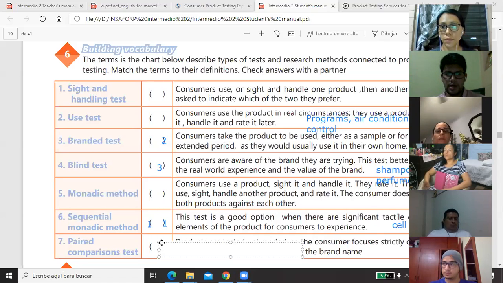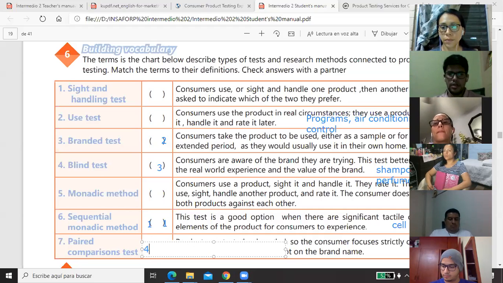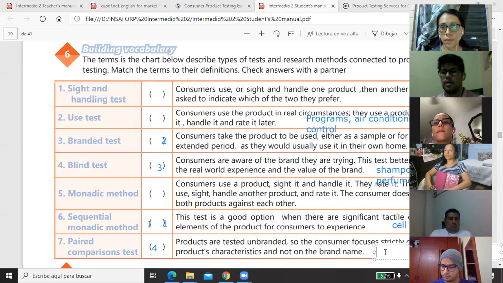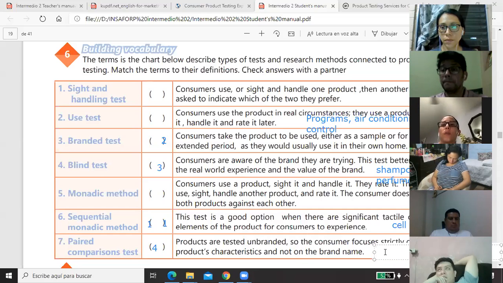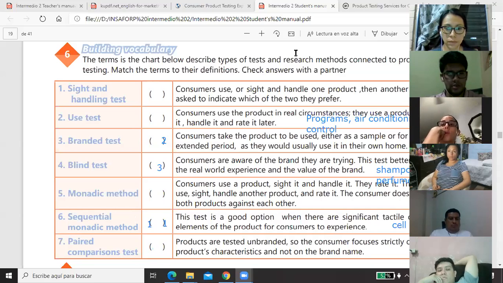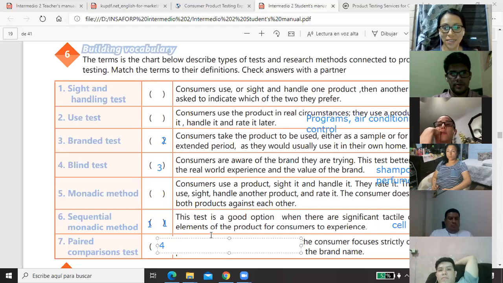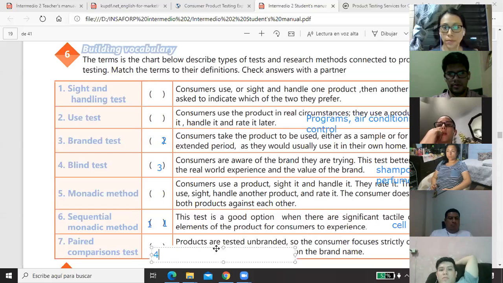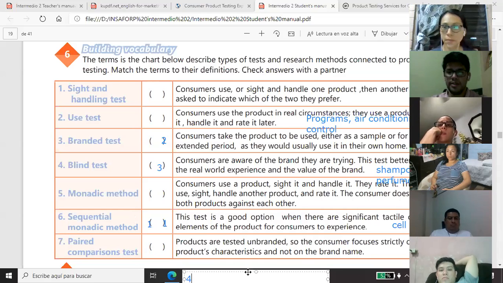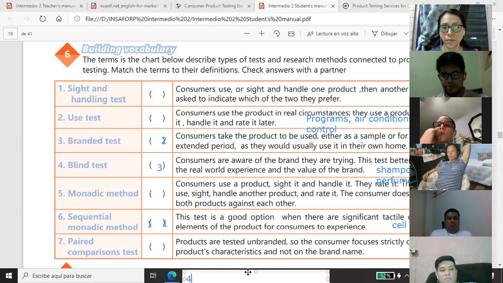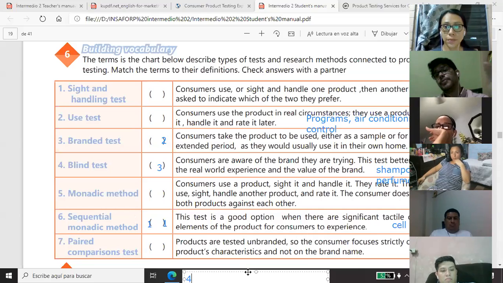Okay, great. So what things can we test through a blind test, guys? What kinds of products can we test through a blind test? Any idea? Maybe number five. Wait, oh yeah, Jesus, it's number five. All right, let's undo. Blind test in the line, this number five. All right, products tested unbranded. So the consumer focuses strictly on products characteristics and not the brand name. So the idea of a blind test is not to see the brand.